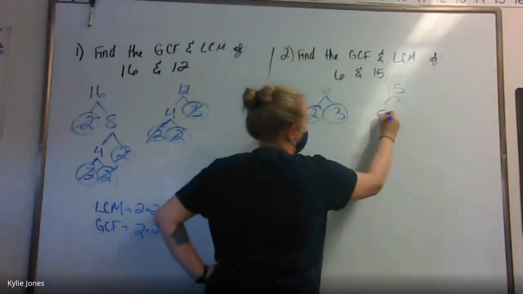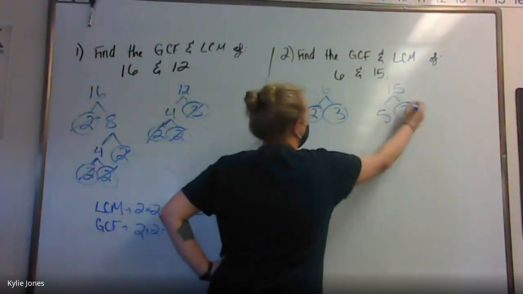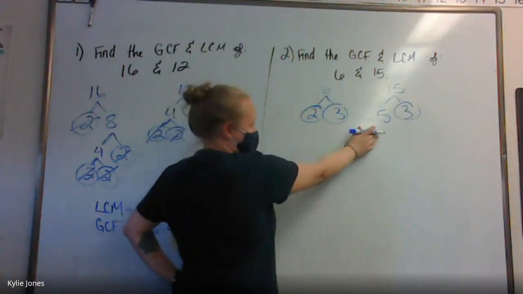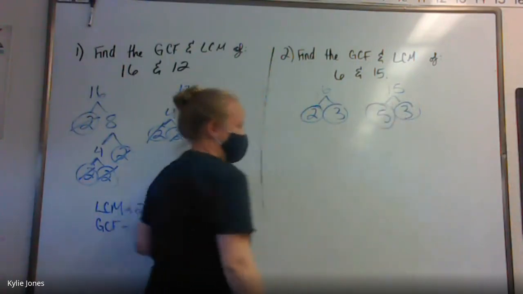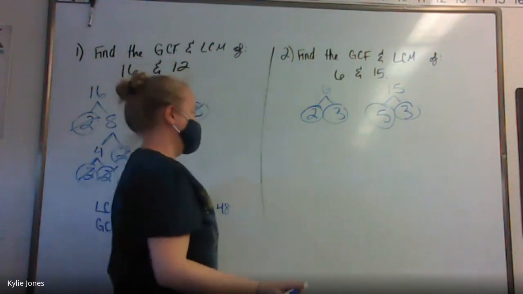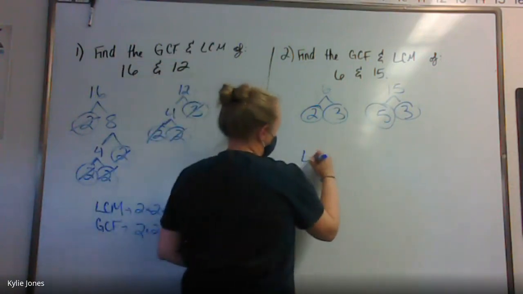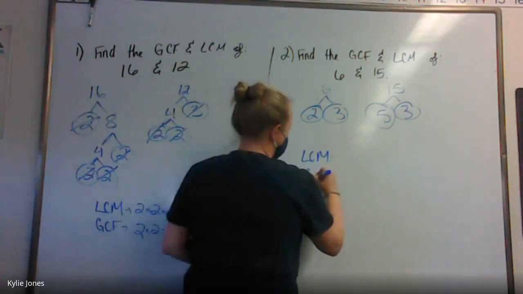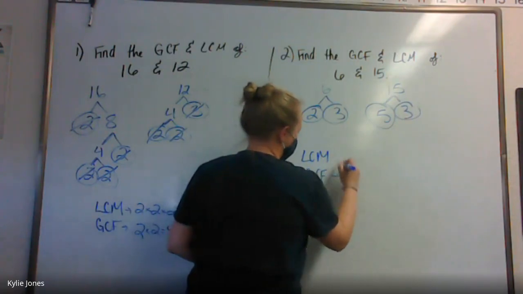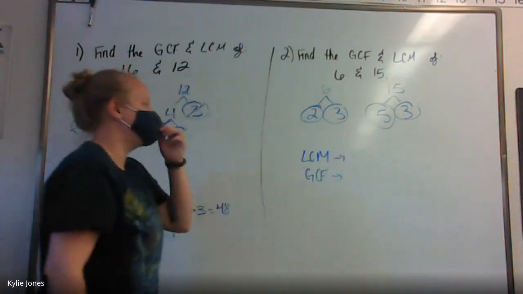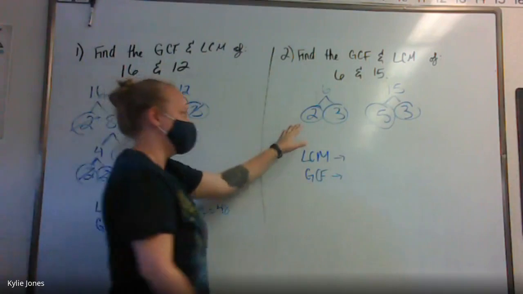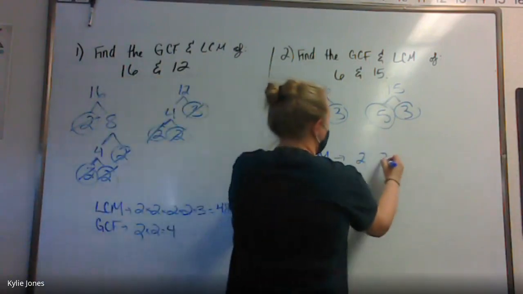5 times 3. Are they prime? We know 3 is. Is 5? Yes, it is. The only number that multiplies to 5 is 1 times 5. So then we can list those. LCM goes on top. GCF goes on the bottom. So let's put the 6 on top. 2 and 3, right?